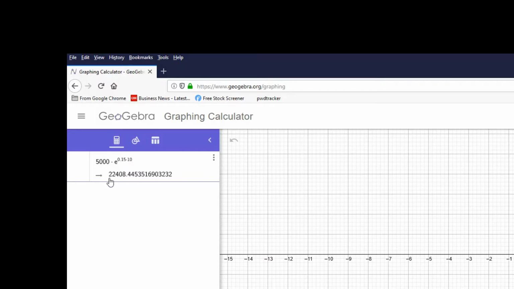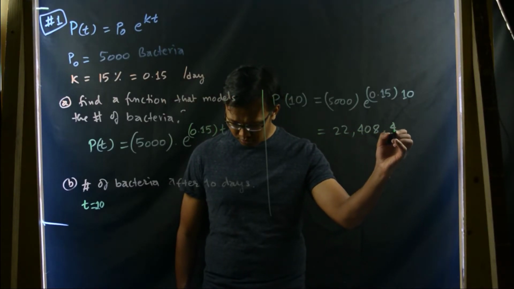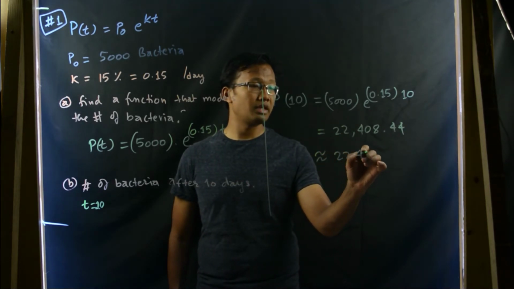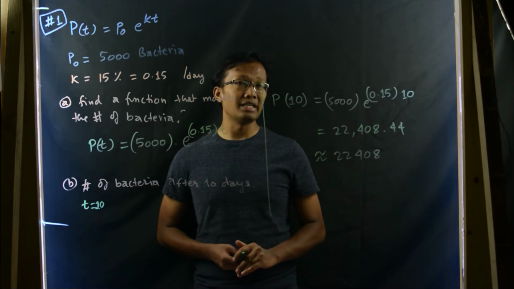Then you can see that this is 22,408.44. That's the total number of bacteria after 10 days. So this is simply 22,408. That's the approximate number of bacteria after 10 days.